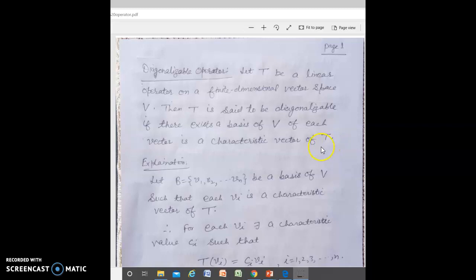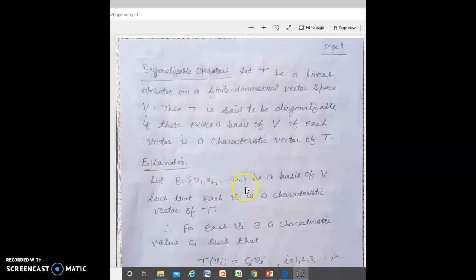In fact, what is the meaning of this? It means simply you will be having a basis of V and corresponding to which if you obtain the matrix of T, that matrix should be a diagonal matrix. Let us see the explanation over here.